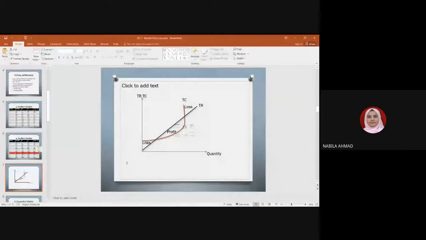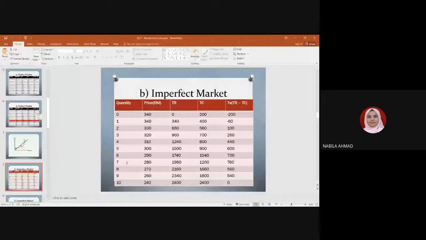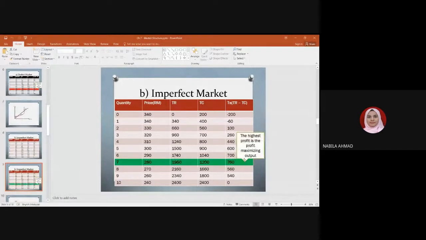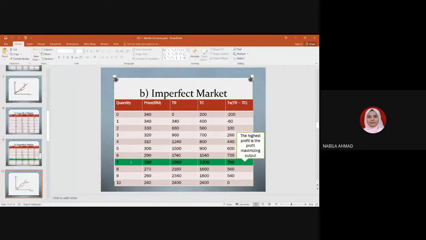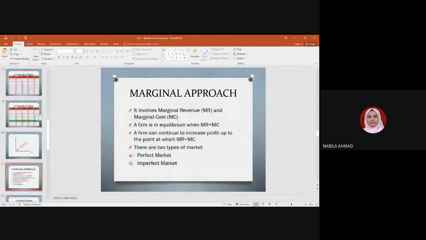Ini pula contoh imperfect market. Kalau imperfect market, ya, price dia berubah-ubah lah, ya, price berubah-ubah. And di manakah total profit maximum? So it is 760 and the equilibrium price is 280, equilibrium quantity is 7 units. So itu adalah total approach.